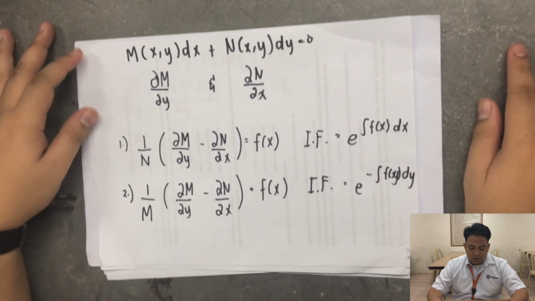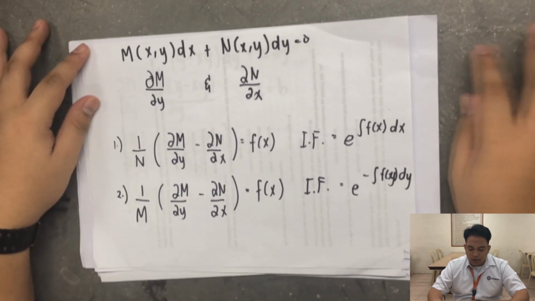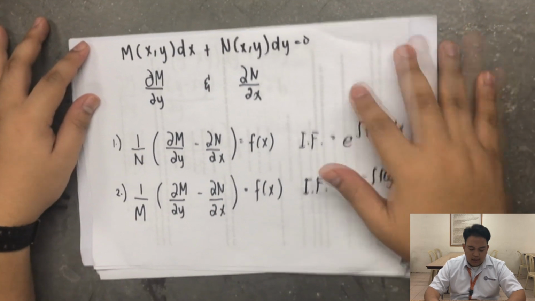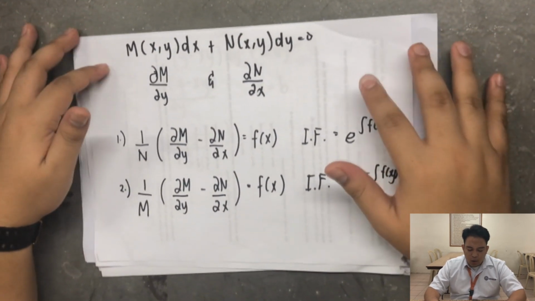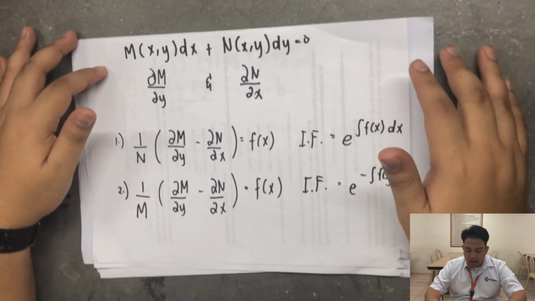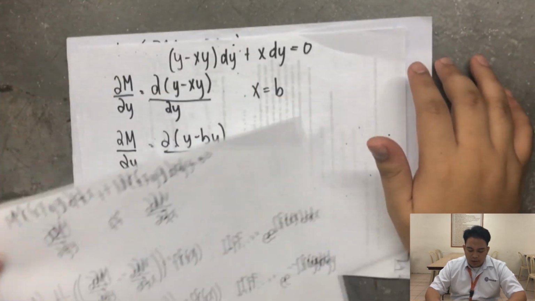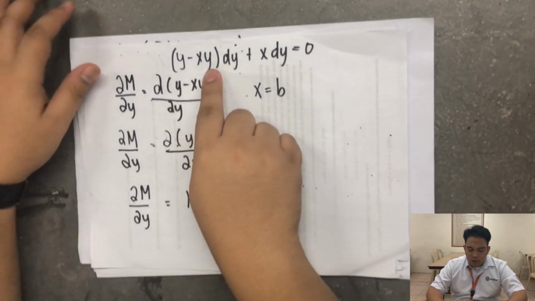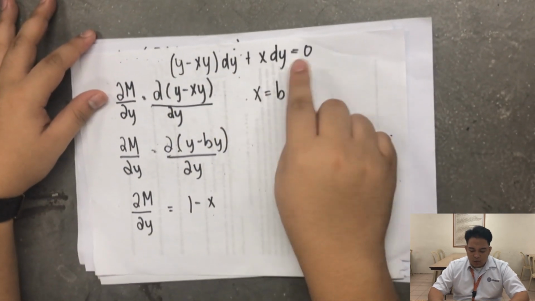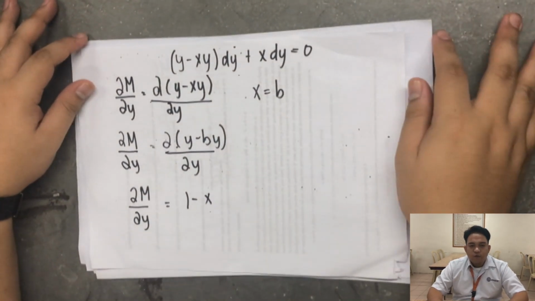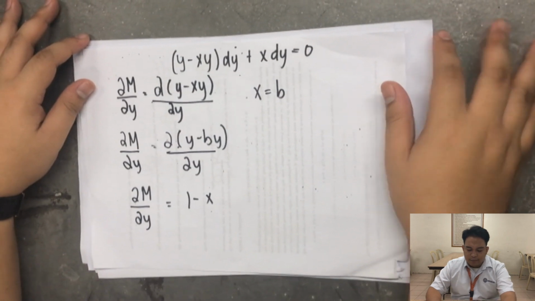The integrating factor is the factor by which, if we multiply the whole non-exact DE, we will make the DE exact. As we go on with our discussion, let us try to solve this one: (y − xy) dx + x dy = 0. First, we have to test for exactness.